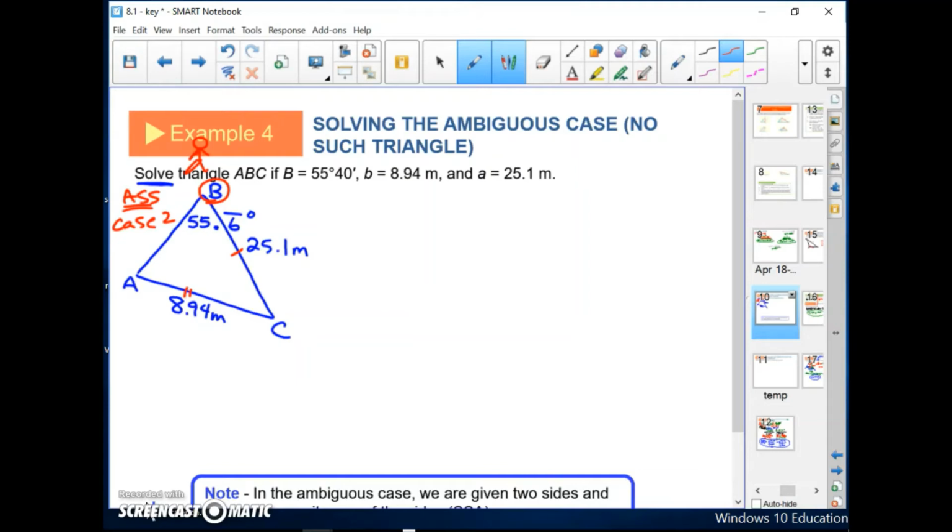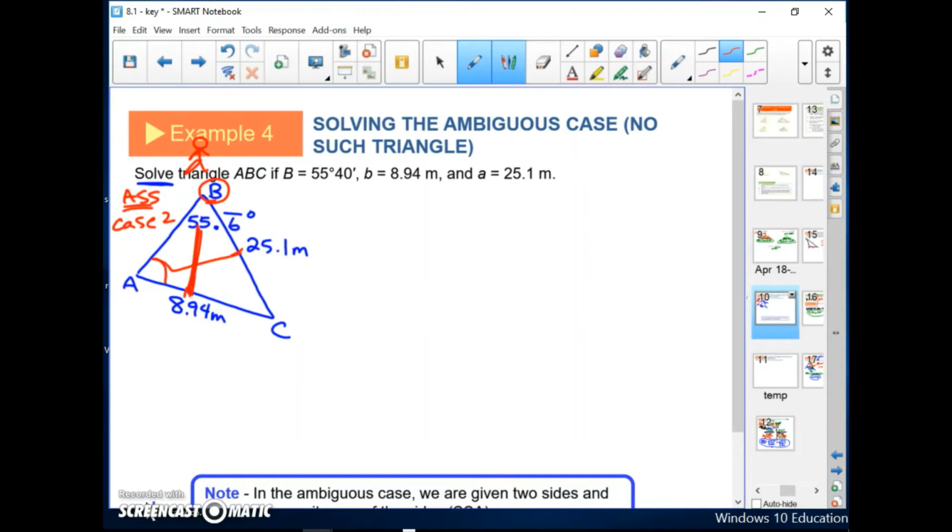And so the fact that it's the ambiguous case, or case two, tells me that this might not possibly be a triangle. Maybe this doesn't actually form a triangle. Or it might form a triangle, or I could maybe form two triangles. And so that's why it's ambiguous in this case. It's unclear whether I've got a good triangle drawn or not. So we're going to use law of sines, and we're going to notice the connection between a side and an angle.